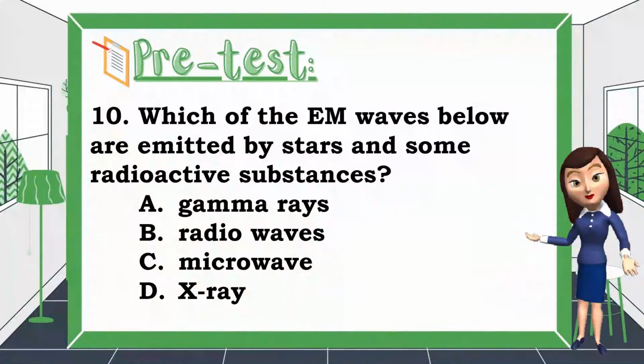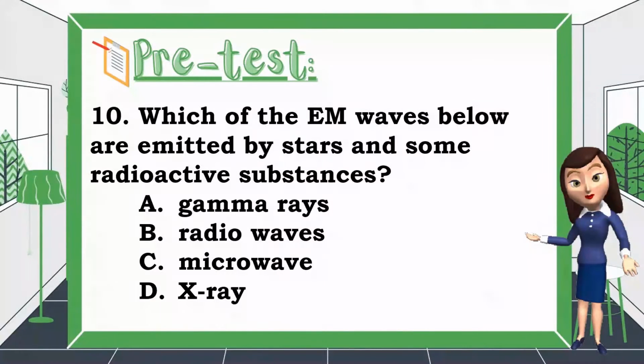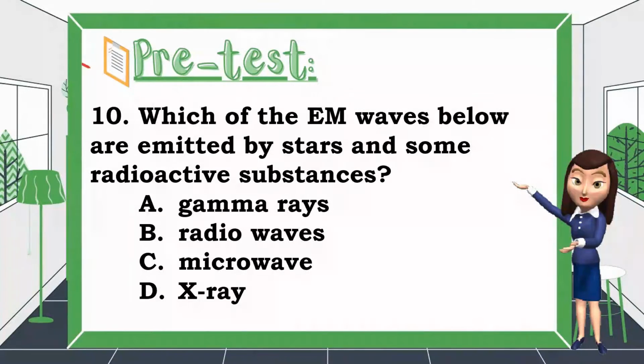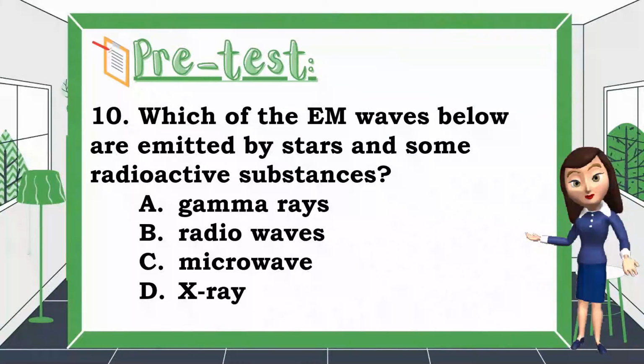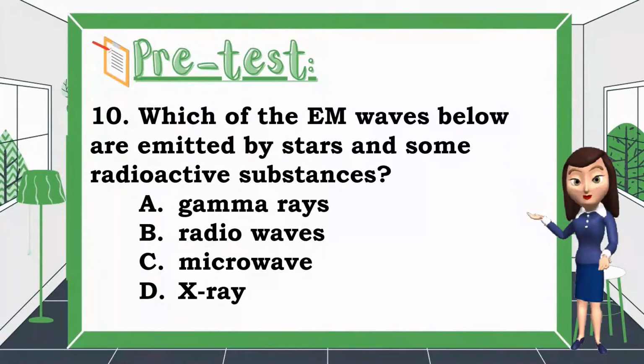10. Which of the EM waves below are emitted by stars and some radioactive substances? A. Gamma rays. B. Radio waves. C. Microwave. D. X-ray.